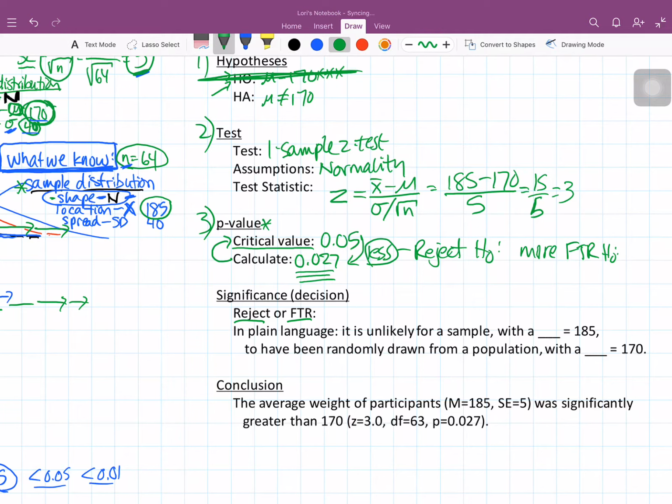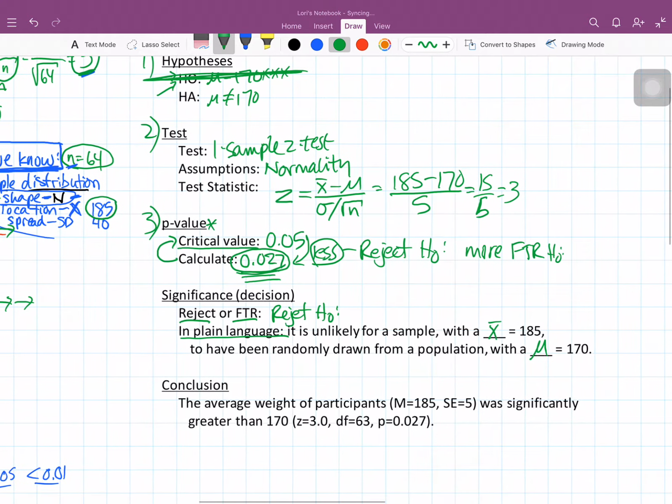0.027 is less than 0.05. So I'm going to say reject the null. And what that means in plain language is that it is very unlikely for a sample with a sample mean of 185 to have been randomly drawn from a population with a mu equal to 170. In other words, less than 2.7% of the time would we randomly draw this sample right here from that particular population.